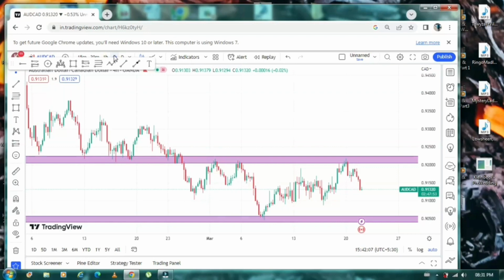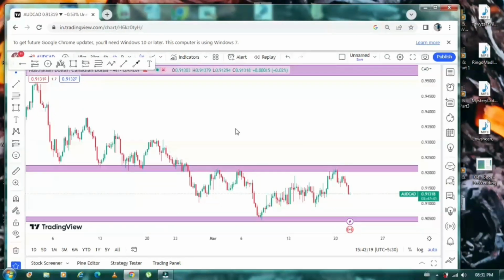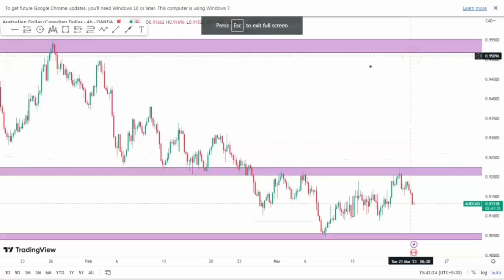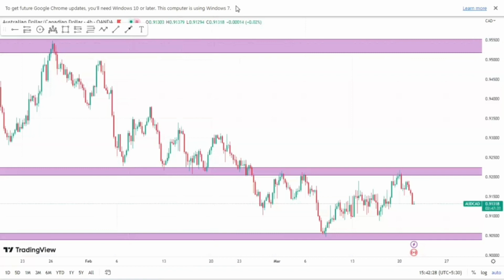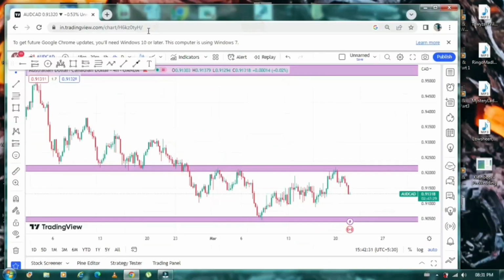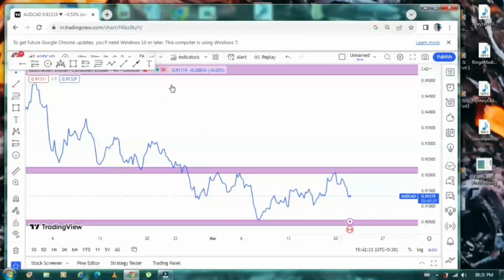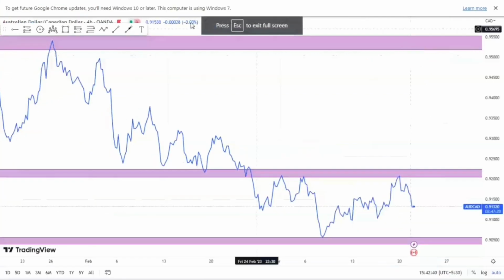On our lower time frame, we are going to spot out our levels, our support and resistance levels, our trend lines, and our highs and lows. That is what we are going to do. First, let's switch to a line chart view and spot out our resistance levels.